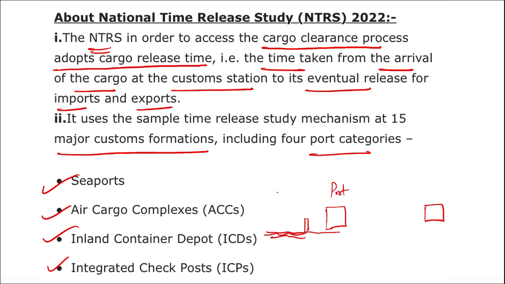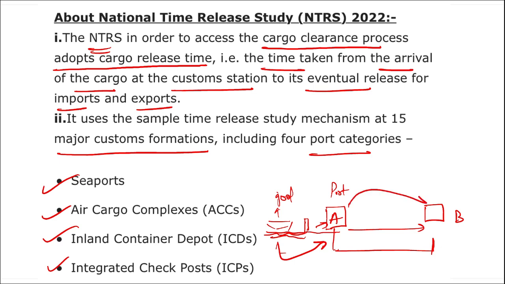For example, this is a ship that brought the goods. This is the port where the goods or the cargo was stored, and this is the B position where the cargo will eventually be released or exported to. So remember, this is the time. Here we are talking about the time taken from the arrival of the cargo at the custom station to its eventual release for import or export from this A location to the B location or C location. So this is the time that is being asked here, National Time Release Study.